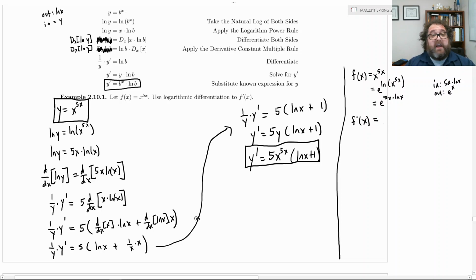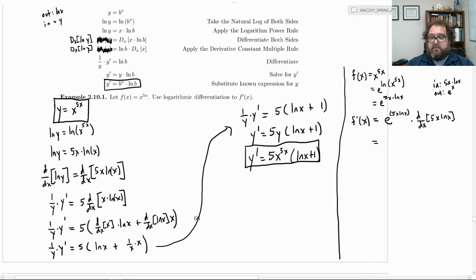So f prime, okay, the chain rule says you take the derivative of the outside function, the derivative of e to the x. Well, that's easy, e to the x. That's the first step of the chain rule. Second step of the chain rule is to evaluate that at the inside function. So instead of e to the x, it's going to be e to the 5x natural log x. So I just replaced that with the inside function. Times, the third step of the chain rule is to multiply by the derivative of the inside function.